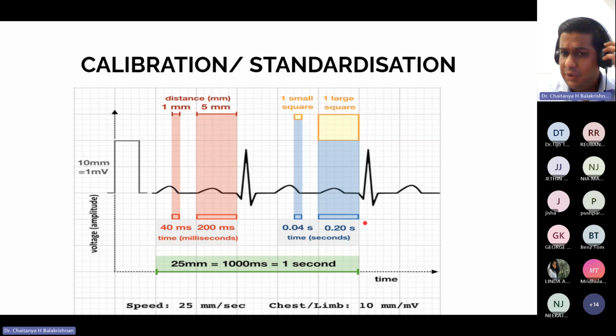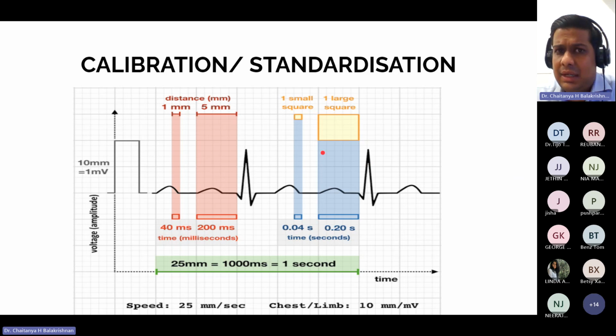The second thing that Alex beautifully mentioned is again standardization and calibration. As he said, 25 millimeters is 1 second. That's the speed of the paper. If you're mathematically inclined, you will look at the finer calculations. But if you're just eyeballing an ECG, one large square is equal to 5 small squares in height and width. One small square is 0.04 seconds on the horizontal axis, thereby 0.2 seconds is 1 big square.